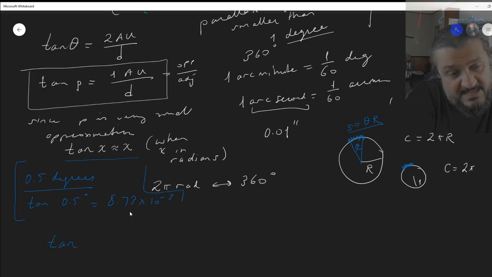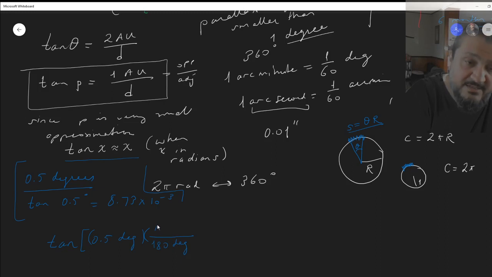So tangent 0.5 degrees. What is this in radians? Basically, I need a conversion factor here. Now I can use either 360 or 180. Let's use 180. So 180 degrees is pi radians. Okay, so before applying tangent, I have to do this math here. I take 0.5, multiply it by pi, and then divide by 180.